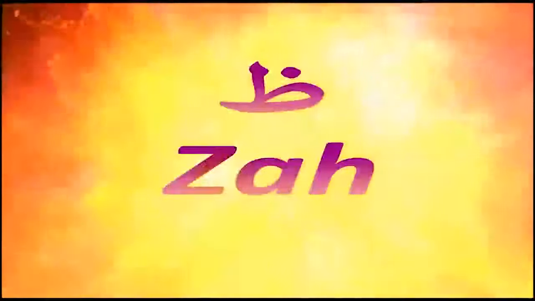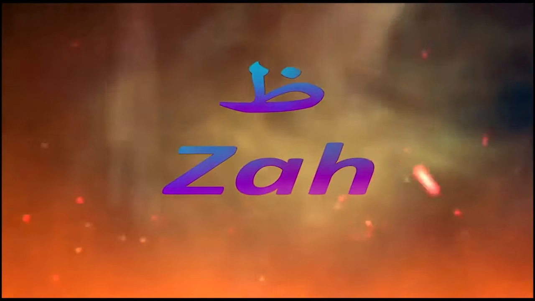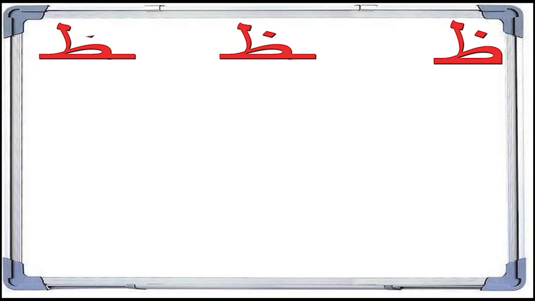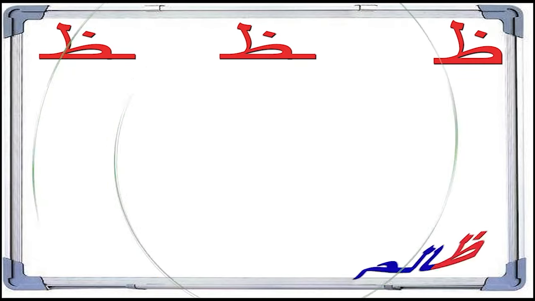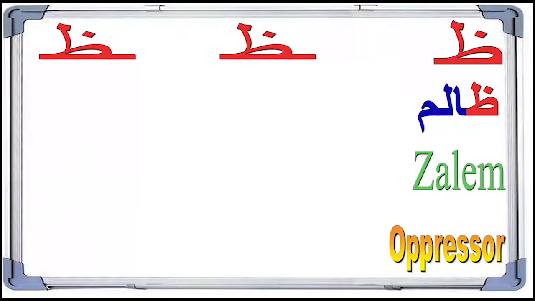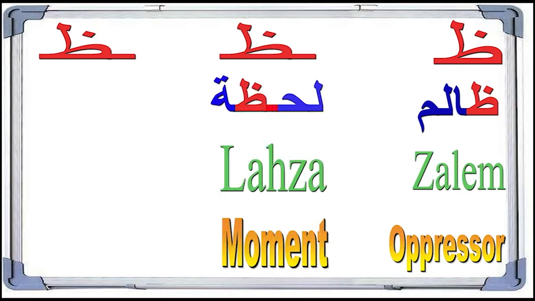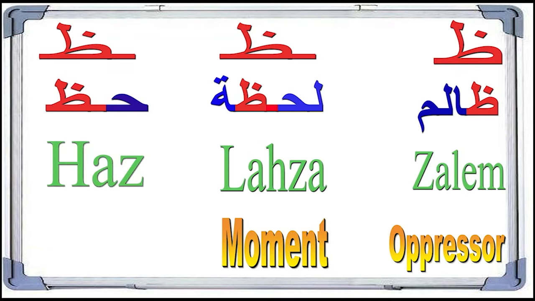Zaa. Zaa in the beginning, zaa in the middle, zaa at the end. Examples: unjust, moment, luck. Right. Let's continue with letter number 18.